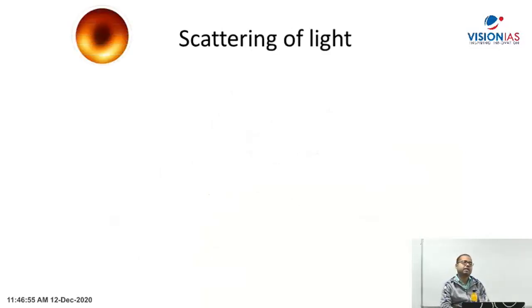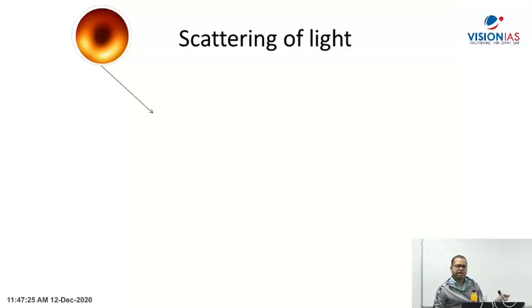Scattering of light. We are starting with Rayleigh scattering. Suppose this is the sun. From the sun, light is coming towards earth. Light will have to travel through the atmosphere, right? So light reaches earth by traveling a larger distance, but there are obstacles. Let's see what happens.